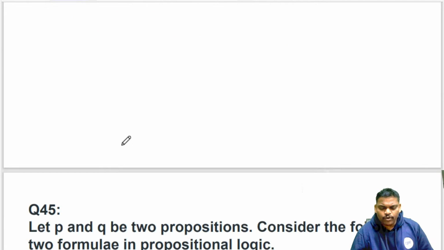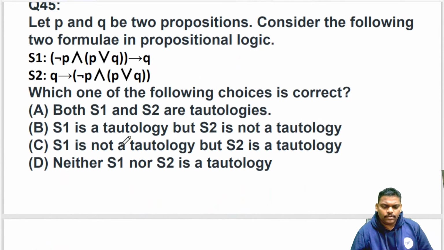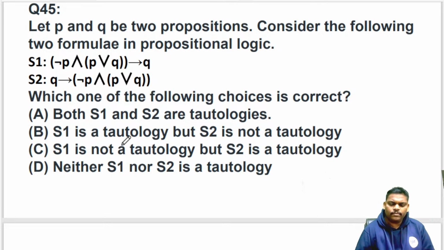Go to question number 45. Can you try question number 45? Let P and Q be two propositions. Consider the following two formulae in propositional logic. Two statements are given. Which one of the following choices is correct?